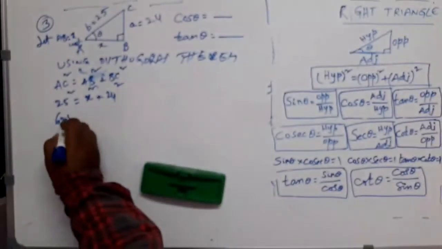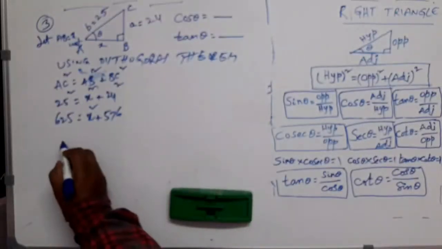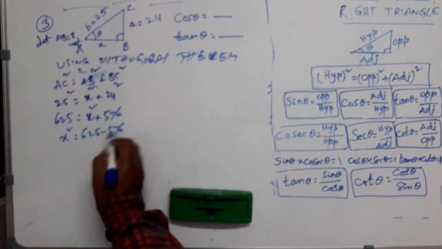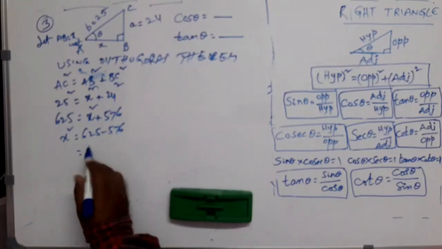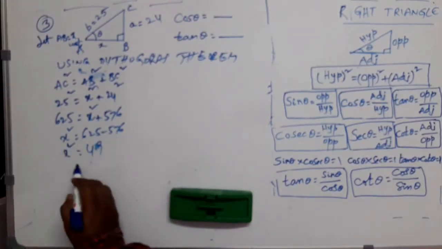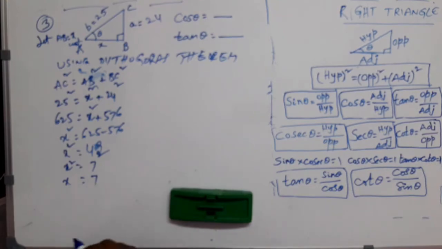Let us simplify further. This is 625, x square, this is 576, right? So x square is 625 minus 576. So this is how much? 49, right? X square is 49, but what is 49? 7 square, right? X square is 7 square, so x is 7 units.